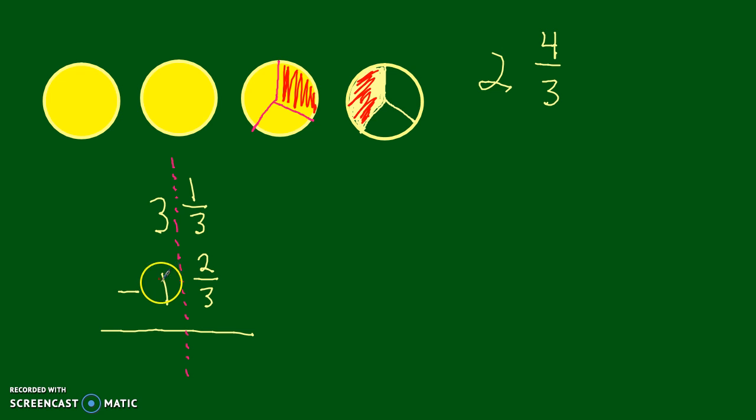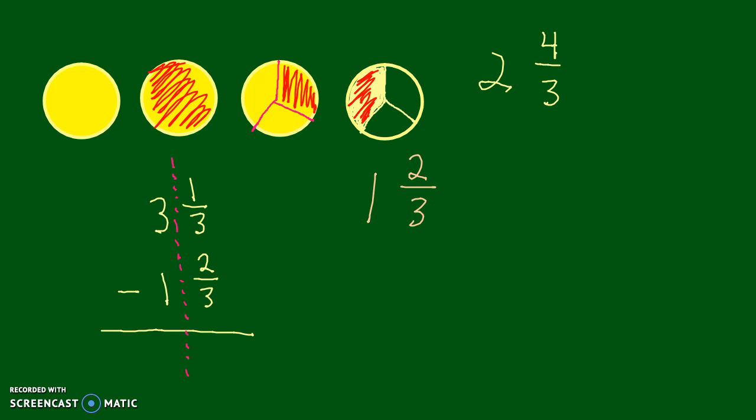Then I have to take away the whole number, and I'm going to get rid of this one. That leaves us with 1 whole. I'm going to get a different color here. That leaves us with 1 whole and 2/3 of another. So after we subtract, we would get 1 2/3.